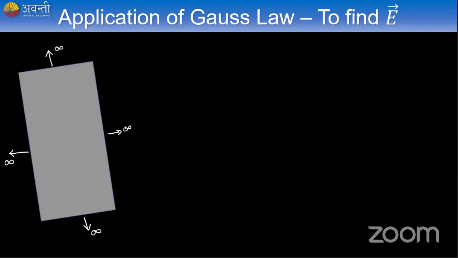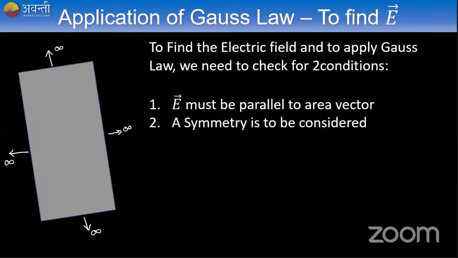Now, if you want to find electric field by applying Gauss's law, we need to check the two conditions. What were the two conditions, guys? If you remember, first thing is electric field must be parallel to the area vector. Guys, hope you remember this.